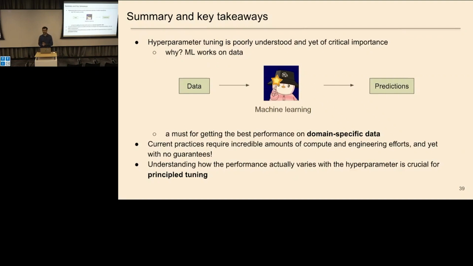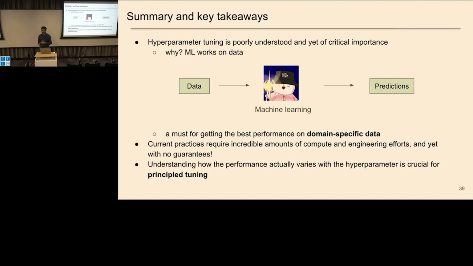So let me summarize since we're close to the end. The understanding is that hyperparameter tuning is poorly understood, and yet is of critical importance. Why is it a must? Why is it an unavoidable challenge? It's because machine learning works on data, right? Your data will always come from some domain, and you must always want to use the best possible version of the algorithm which works on the domain-specific data. A lot of these applications are so high stake that you really must find the best, most optimal tuning for the data. Otherwise, you don't even care about the algorithm if you're not able to optimize or tune it.